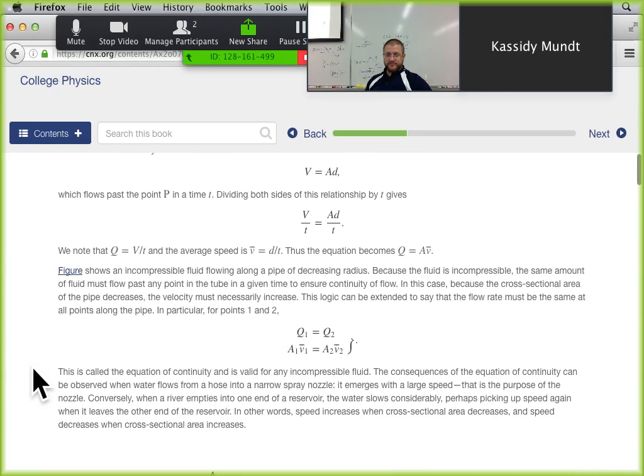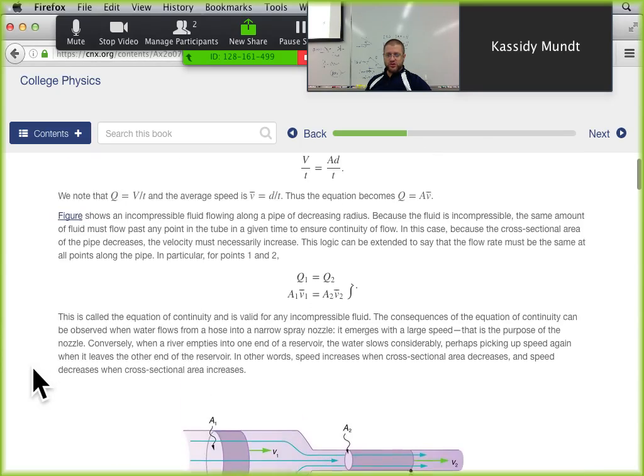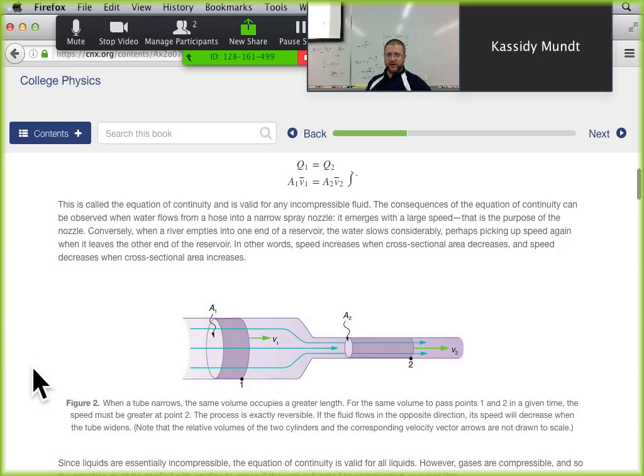Let's see here. Now, we're going to introduce you to a new law here of fluid dynamics. Conservation of it? Conservation is one way to say it. We usually call it continuity. Okay? So we're going to assume right now that the fluids we're dealing with are not compressible. In other words, they're liquids. And liquids cannot be compressed very easily. It's very difficult to squeeze them into a smaller volume. So we call them incompressible.